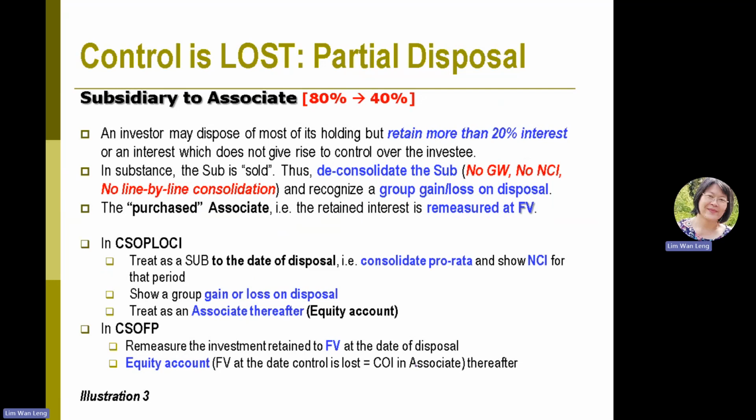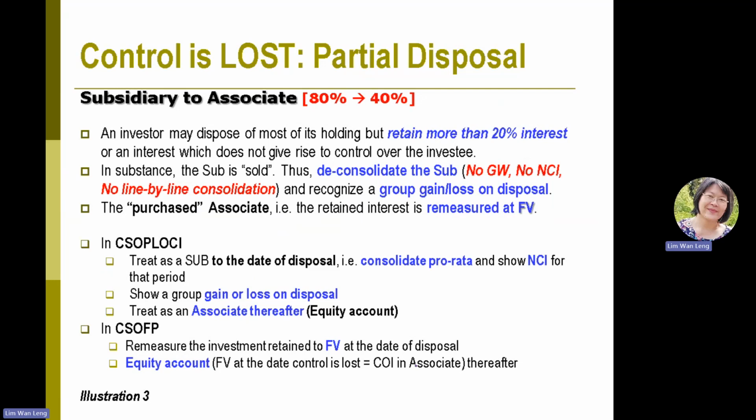The first one just says you have 80, you just dispose of 40. The second one says you have 80, you dispose of half of what you have. So you have to take the 50% times your 80%, which means it's 40%. Understand? Okay? So you must know how the question is worded. So an investor may dispose of most of its holdings but retain more than 20%, so that it gives them significant influence. So you have an associate status.